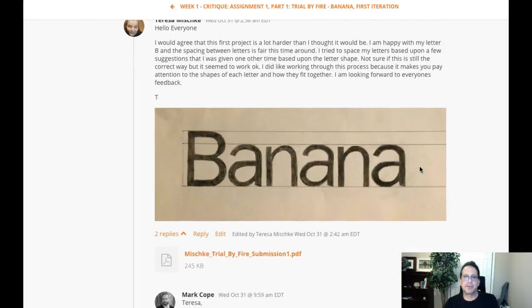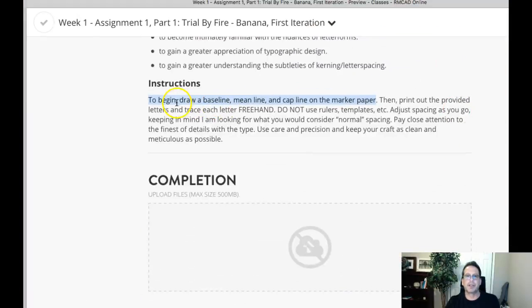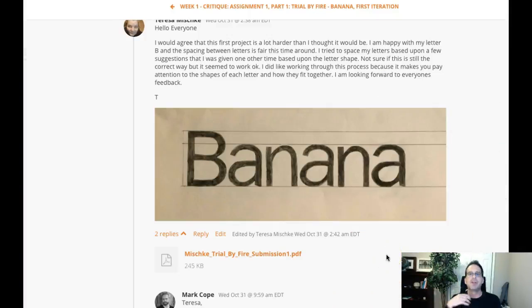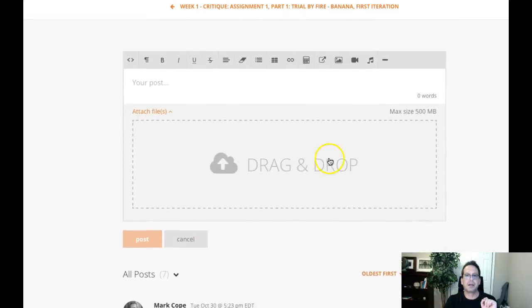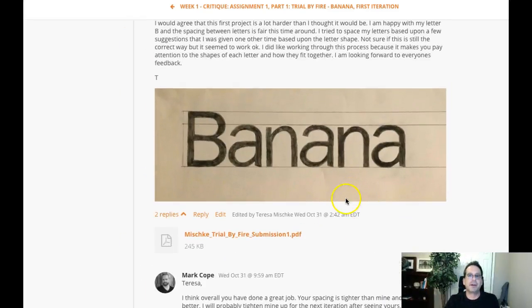And the first thing I see is that you've done a good job with your baseline, mean line, cap line, and you've probably noticed that the instructions are a little bit weird, and they say to begin first, draw a baseline, mean line, and cap line on the marker paper. But that, as you have found out, doesn't really make sense because you can't draw a mean line without knowing what font you're using. So that's something that I think is trial by fire, learning as you go. So I think that's very, very interesting.